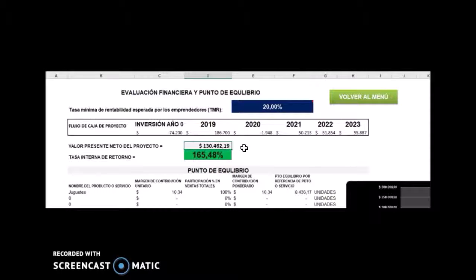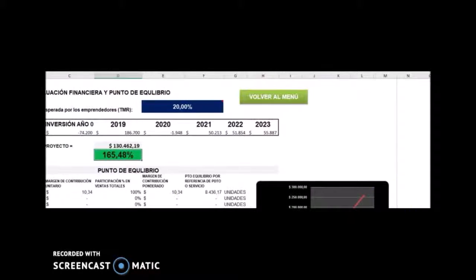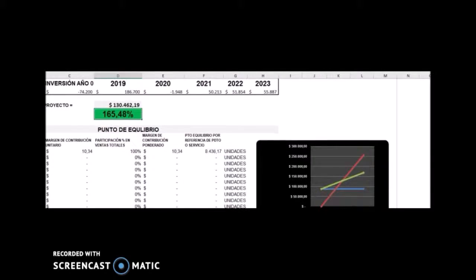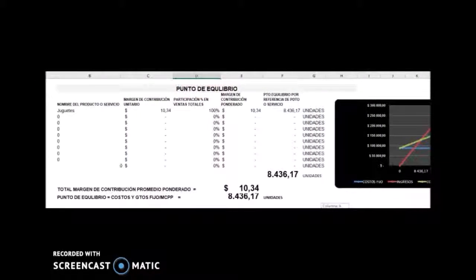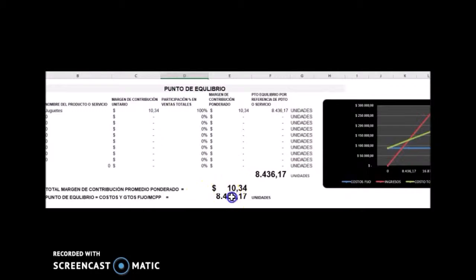$1,462, so that when we increasingly grow the sales, we can have a return on investment of about 165.48% right here. Analyzing that, we're hoping that the equilibrium point can be reached when we sell 8,436 units, and the contribution rate is going to be about $10.34.